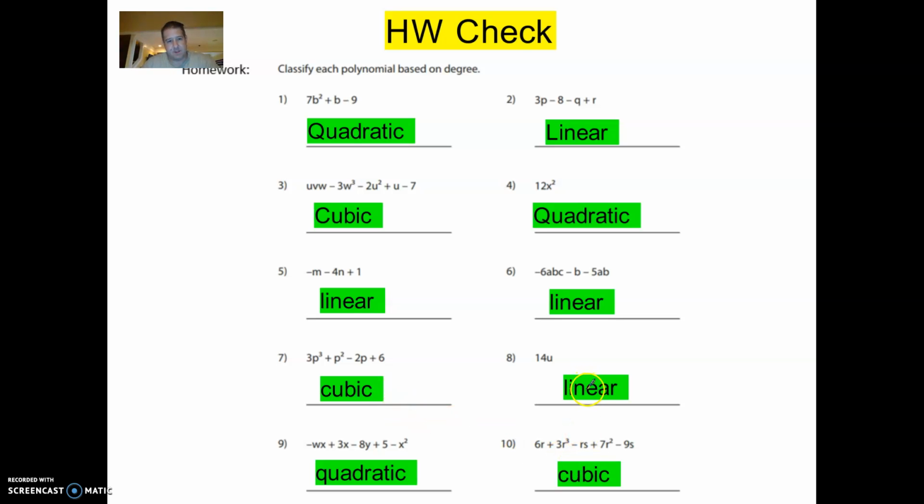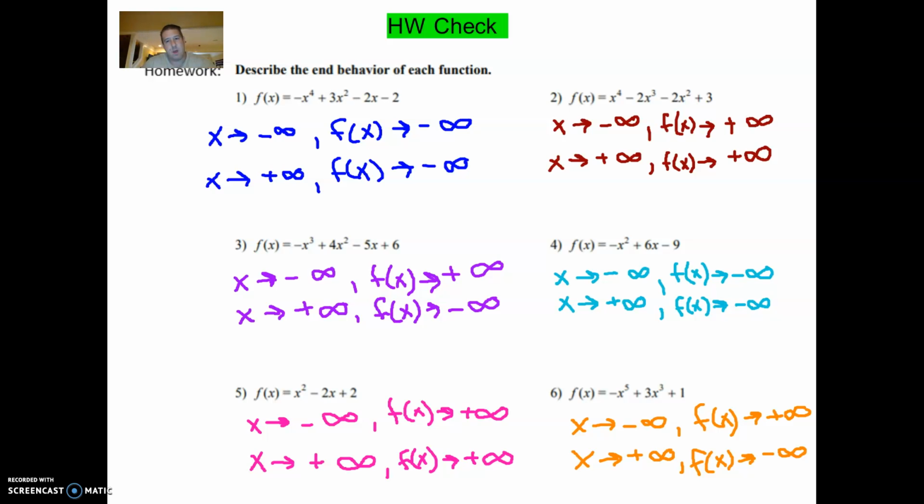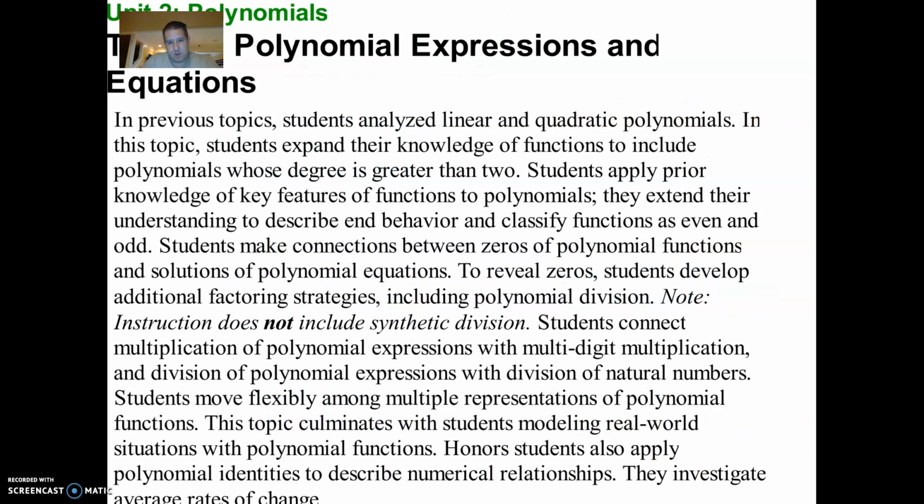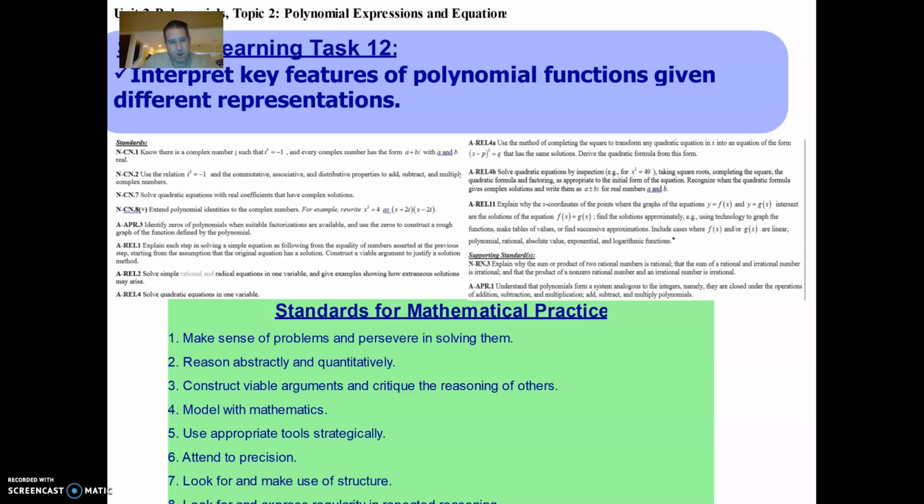It's linear if it's a degree of 1, it's quadratic if it has a degree of 2, it's cubic if it has a degree of 3, quartic if it has a degree of 4, and anything above that would just be a polynomial function. Just means many. Our second homework check is very much what we were just doing a second ago for the warm-up.